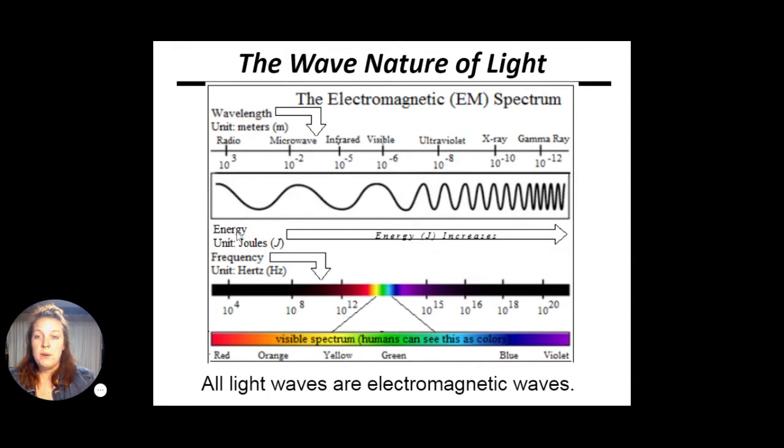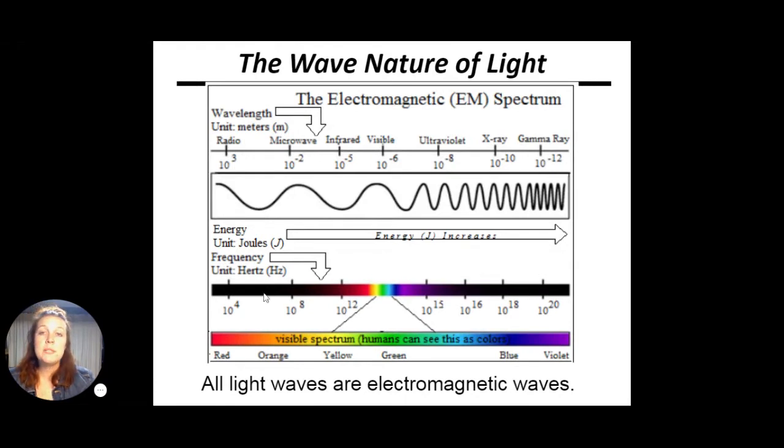The other thing I want to point out is energy. As we move left to right on the electromagnetic spectrum, energy increases. So as wavelength decreases, energy increases. Energy is measured in joules, which is denoted with a capital J. Frequency is the last variable that we use to describe electromagnetic waves. Frequency is measured in hertz, and as we move left to right on the electromagnetic spectrum, frequency increases.